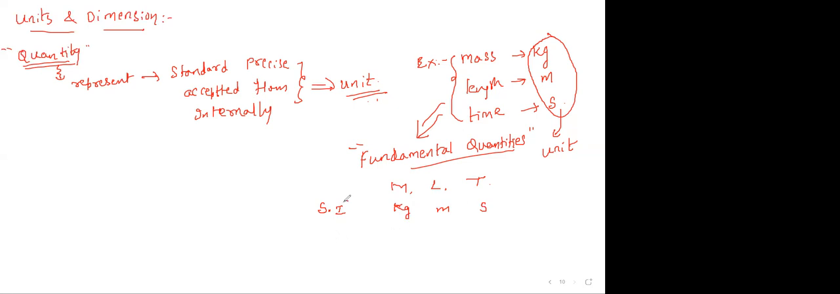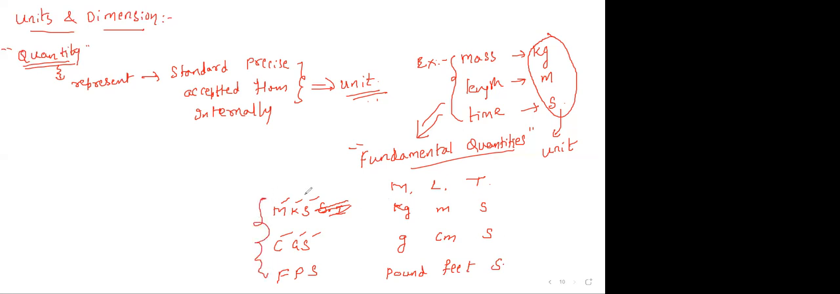There is one more system before the SI system. You can consider that as the MKS system also: meter, kilogram, second. In the CGS system, it is centimeter, gram, second. There is one more system called FPS, that is pound, feet, and second. So these are the three systems of units we have: the MKS system, the CGS system, and the FPS system.